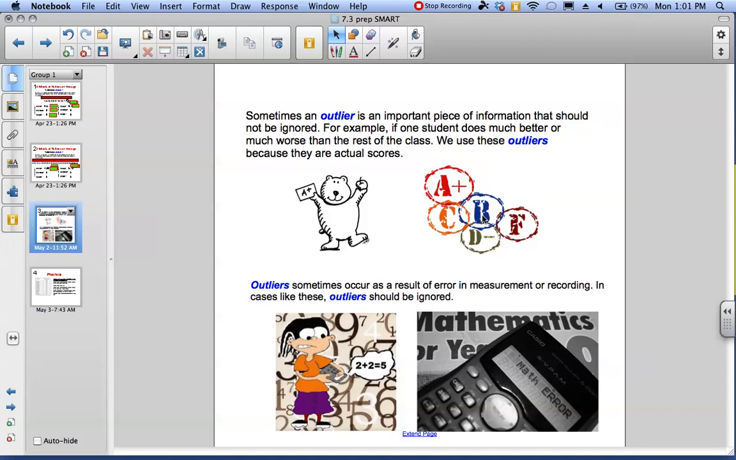So if somebody scored really well on a test or really poorly on a test, it is a number that we need to consider. Sometimes outliers occur as a result of error in measurement or recording. In cases like these, outliers should be ignored. If you find that a number is based on human error or mechanical error or something along those lines, then you want to ignore those. You wouldn't include those in your data set.